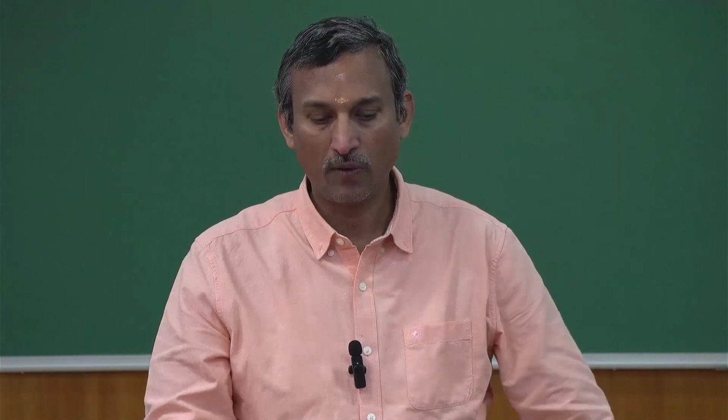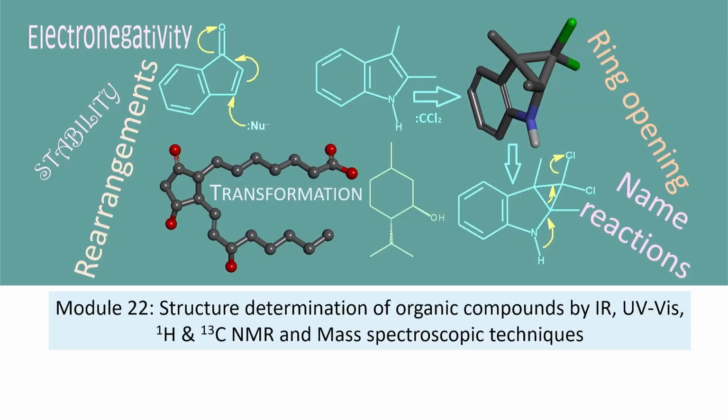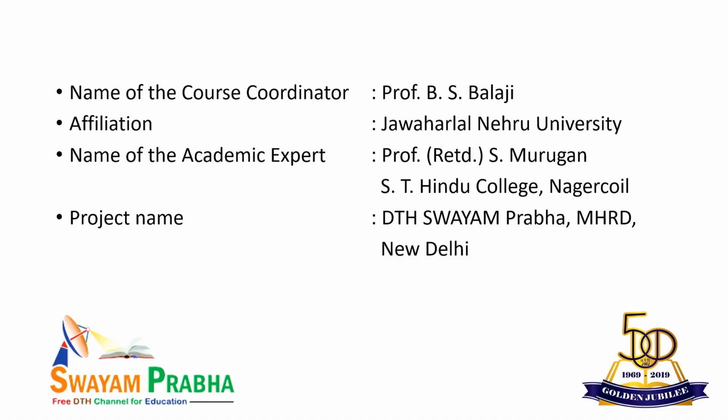A logical and a systematic approach to solving organic chemistry problems for CSIR-NET. In module 22, we will be looking at structure determination of organic compounds by IR, UV visible, NMR, proton and carbon 13 NMR and mass spectroscopic techniques. I am Professor Balaji, currently working at Jawaharlal Nehru University. This project is sponsored by DTH Swayam Prabha, MHRD, New Delhi.